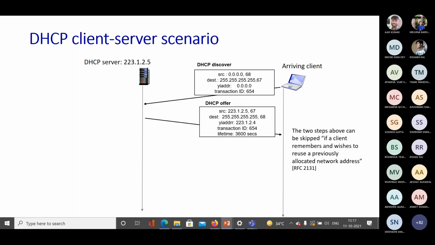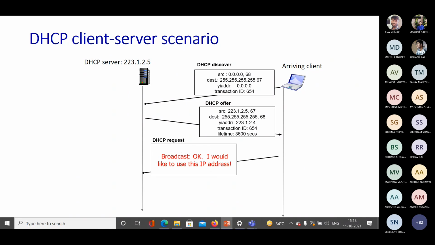Now if you remember, in the last slide I told you that the first two steps, where the DHCP discover and DHCP offer messages are communicated, are optional. Why are those two steps optional? Because if a client already remembers and wishes to reuse a previously allocated network address, then you need not go through all these discover and offer messages, right? So that is why these two are optional.